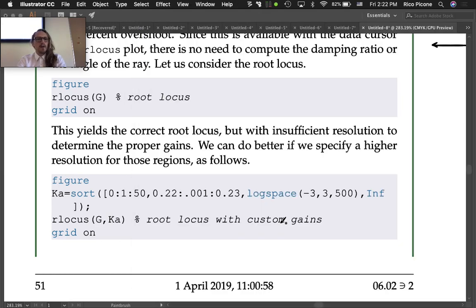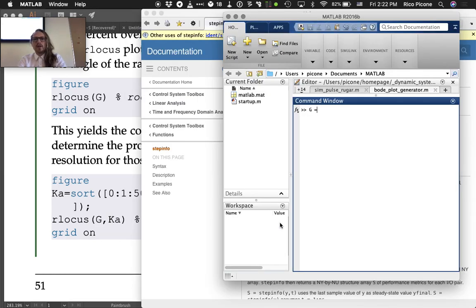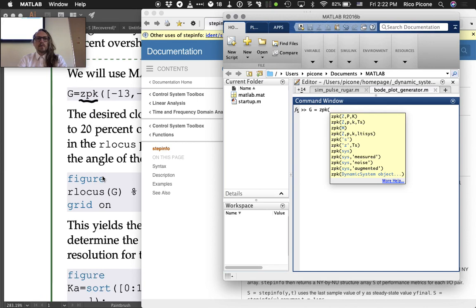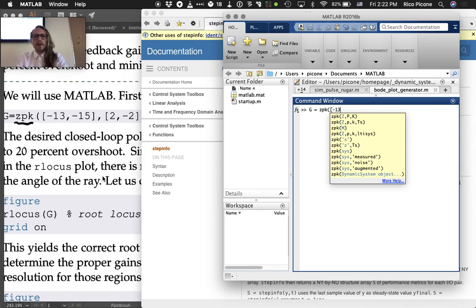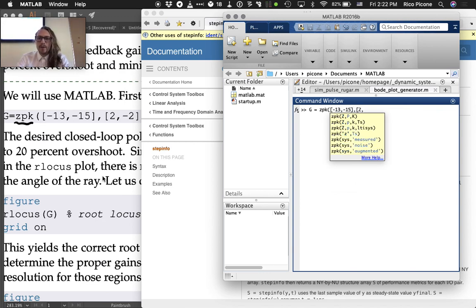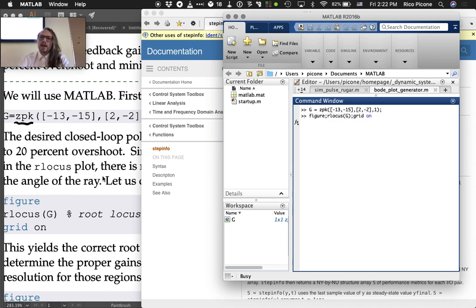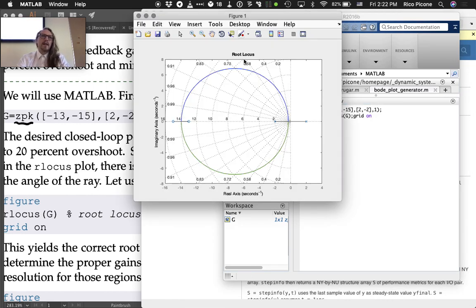All right, so let's do a G equals ZPK of -13, -15, -2, gain of 1. And then let's do figure, rlocus, and grid on is nice because then we get these lines of constant damping ratio and percent overshoot. And we also get these radial demarcations for natural frequency.